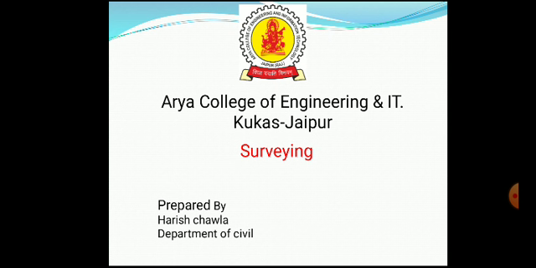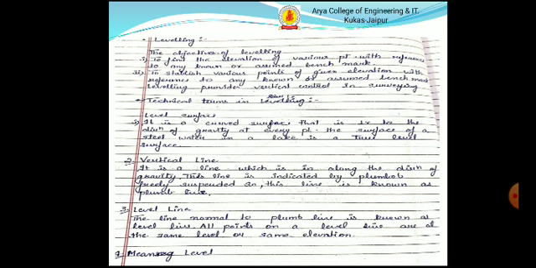So we are going to discuss leveling and the height of instrument method and rise and fall method. Leveling. The objective of leveling is to find out the elevation of various points with reference to any known or assumed benchmark, and to establish various points of given elevation with reference to any known or assumed benchmark. Leveling provides vertical control in surveying.